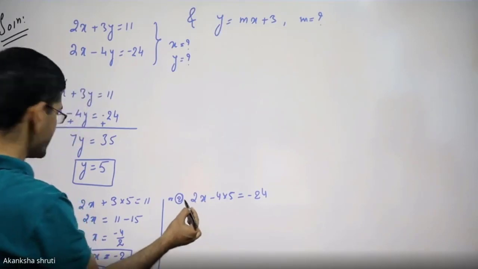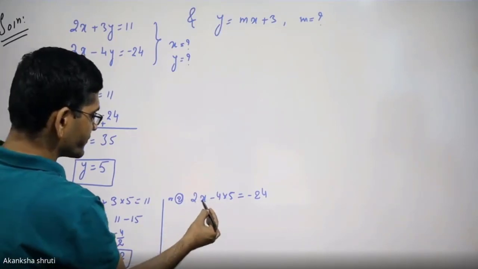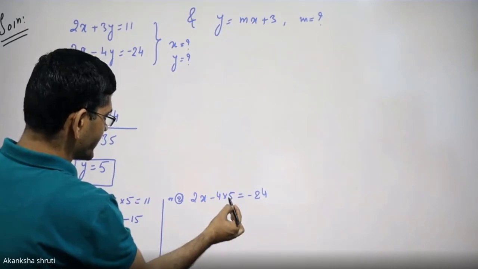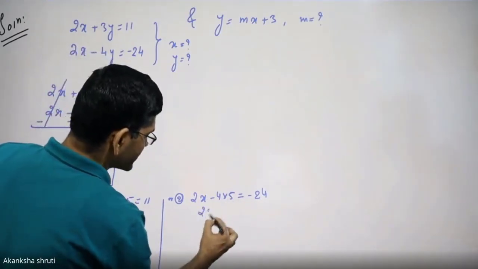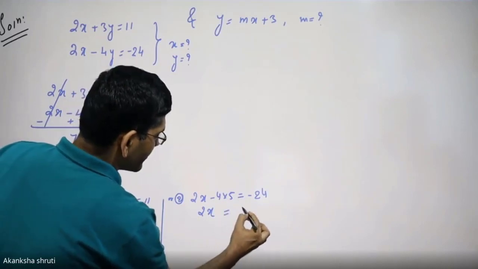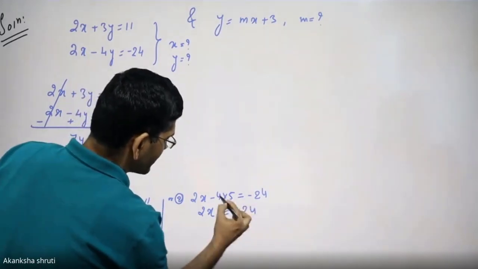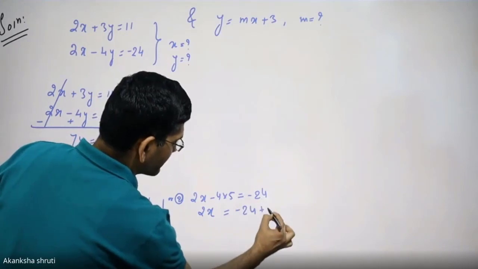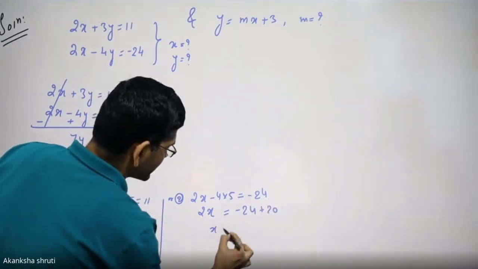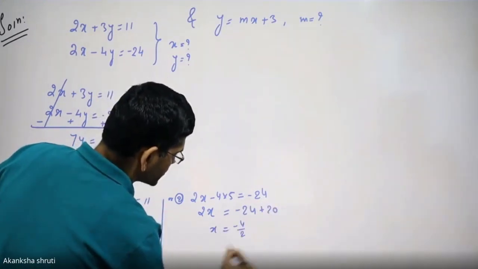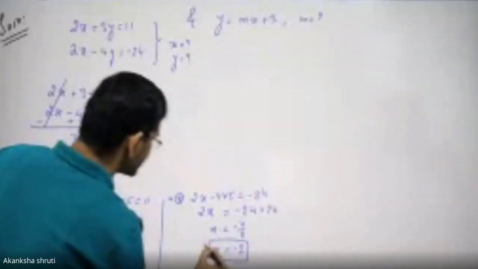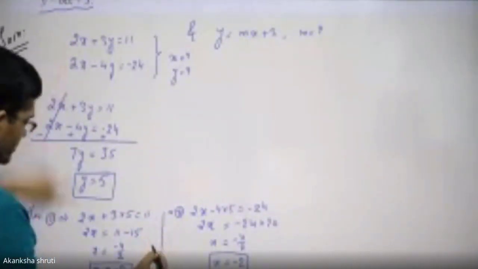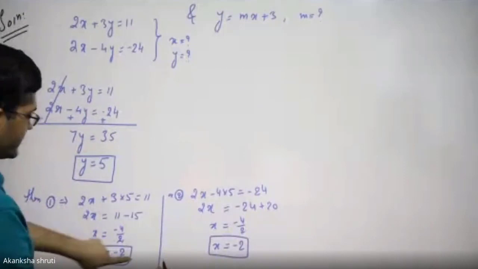Or by using equation 2, this 2x minus 4 into y, which is 5, equals minus of 24. You will get the same answer. Minus of 24, bring this 20 on the right hand side, it becomes plus of 20. So x is again minus 4 by 2. So x is minus 2. So students, it is up to you whether you use equation 1 or 2. You quickly calculate the other.